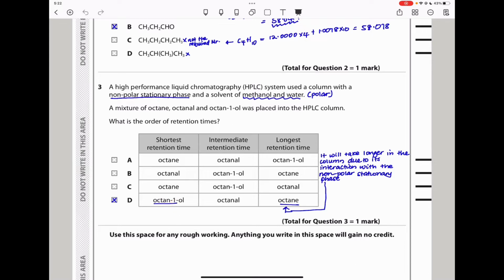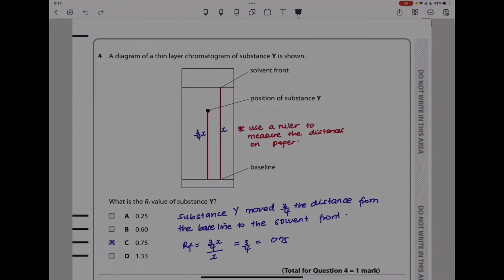Octan-1-ol, which can form intermolecular hydrogen bonds, comes in first. Then octanol can come in next because it has some dipole as well, and octane, which is non-polar, will come in last. So it will have the longest retention time. We are done with question 3. Let's go into question 4.